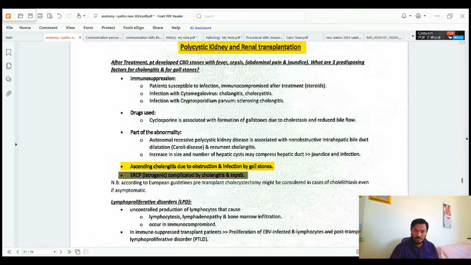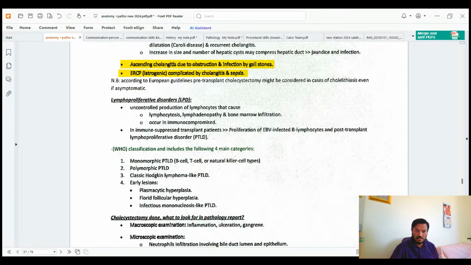No need, this was complicated. These are all answers I know. Okay. Lymphoproliferative disorder, WHO classification includes four.